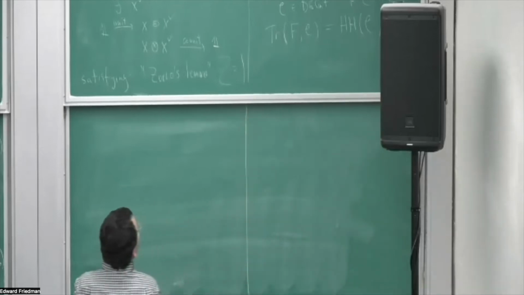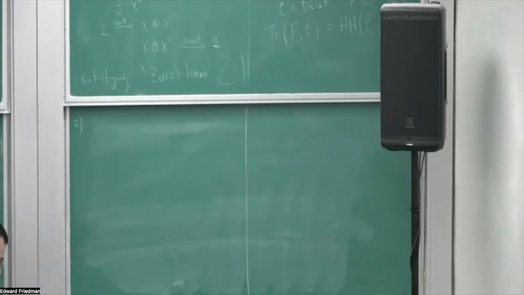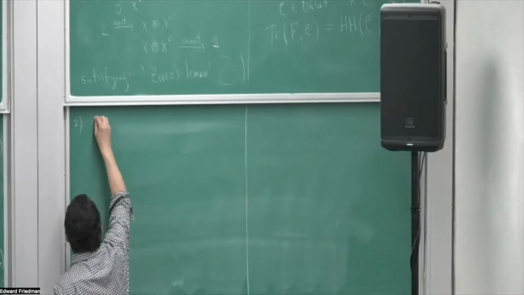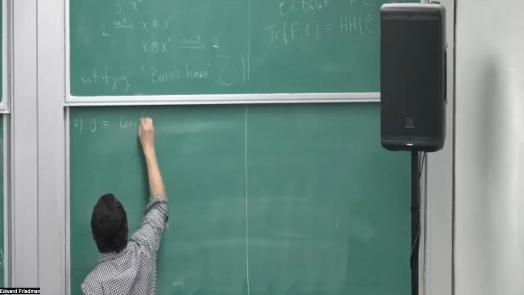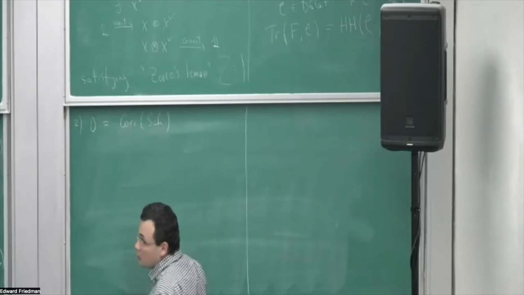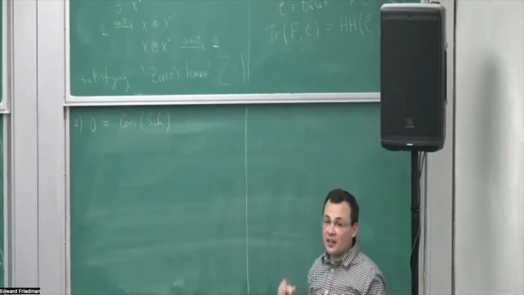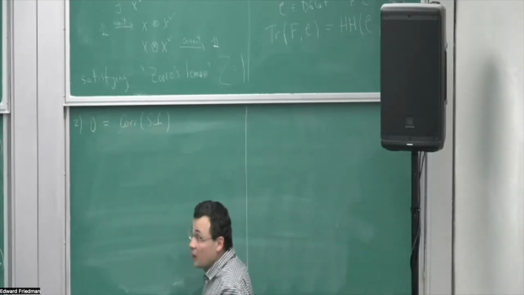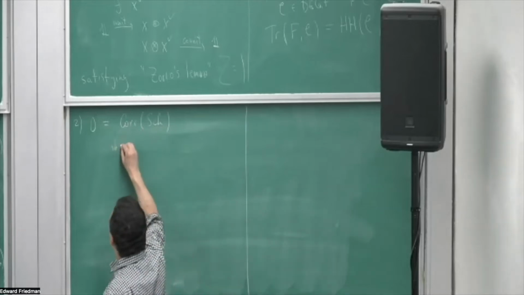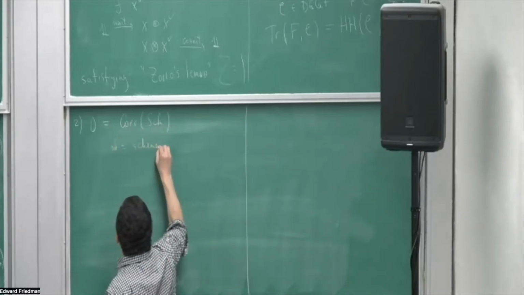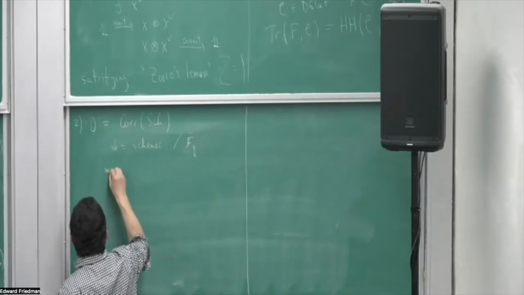Another example, which is closer to geometry, is to consider the category of correspondences of schemes. There's nothing special about schemes. You can consider correspondences of anything, and this will work the same. I just wanted to be a little bit more concrete. So the objects here are schemes, and the morphisms are correspondences.